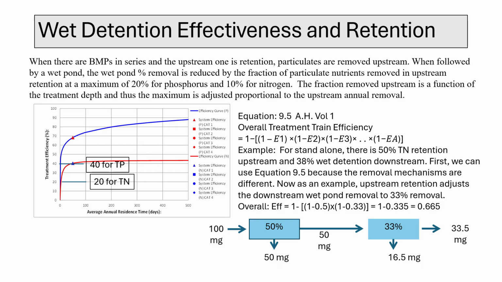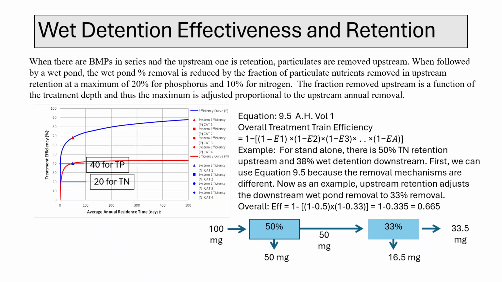Imagine a scenario where we have 50% total nitrogen, or TN, retention upstream, followed by a wet detention pond with a standalone removal efficiency of 38%. We can use equation 9.5 here because the removal mechanisms are different, and this equation accounts for the change in the inlet concentration to the downstream BMP. In this example, the upstream retention adjusts the downstream wet pond's removal efficiency from 38% down to 33% because there's less total nitrogen available for it to treat.